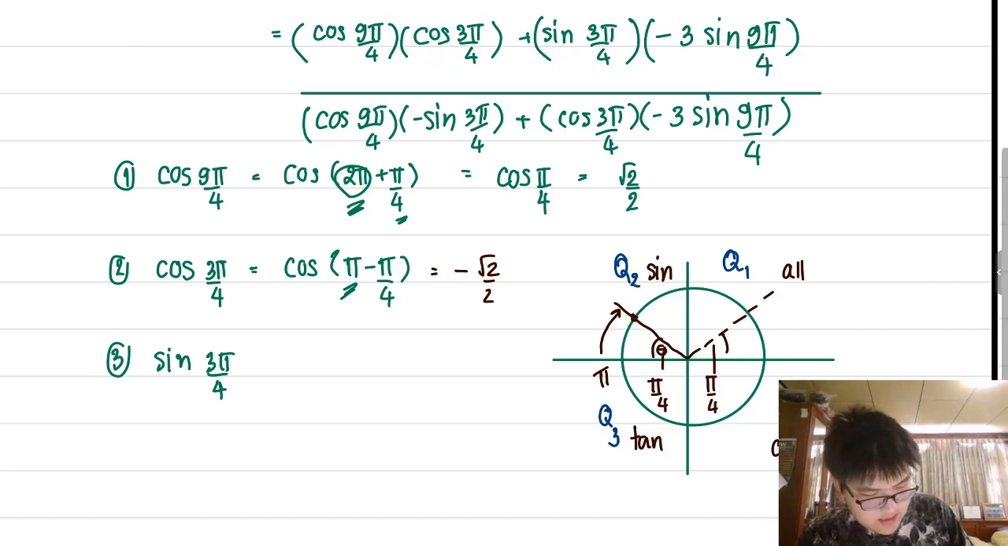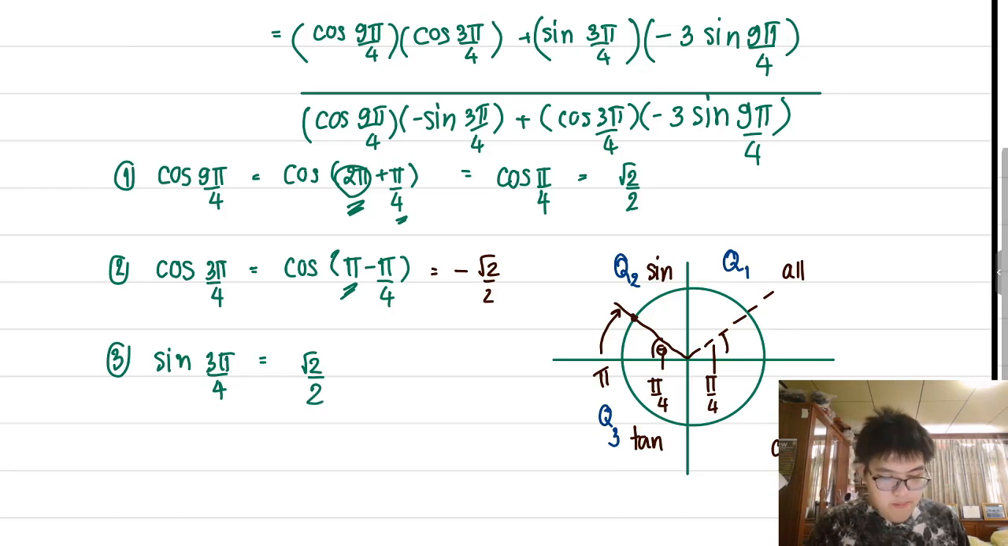Then in quadrant 2 we do like this. It's the same, but easier. We get sine of 3 pi over 4 equal to square root 2 over 2, and it's still positive because it's in quadrant 2.